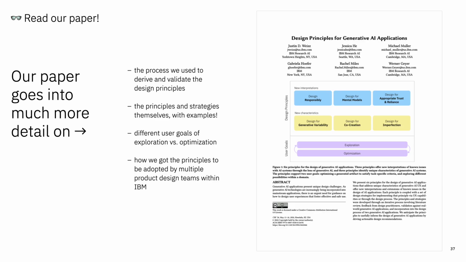So in this talk, I've given a whirlwind overview of why we need design principles for generative AI applications, how we developed our design principles, and the strategies designers can use to implement each of these principles within their user experiences. Our paper goes into much more detail on a few topics I haven't been able to cover here: our development and validation process, more detail on the principles and strategies themselves, as well as different goals that users have when working with a generative AI application.